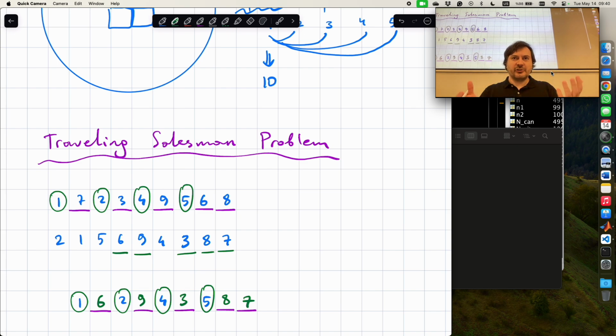But we need mutation also. If we don't have mutation, after some point, all the children are the same. Okay? They have the same strengths, but also they have the same flaws.